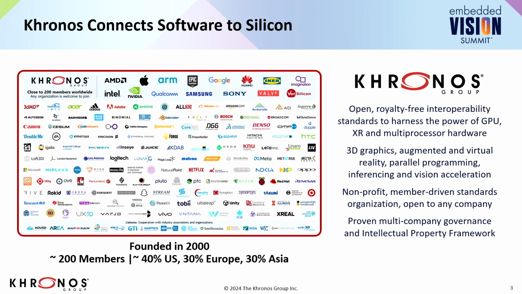So if you haven't come across Khronos before, we're a non-profit open standards consortium. We have around 200 members globally, and our focus as a standards organization is creating low-level hardware APIs for accelerating 3D graphics, parallel computation, vision, and inferencing. We are open to any company who wishes to join. It's very democratic, one company, one vote.